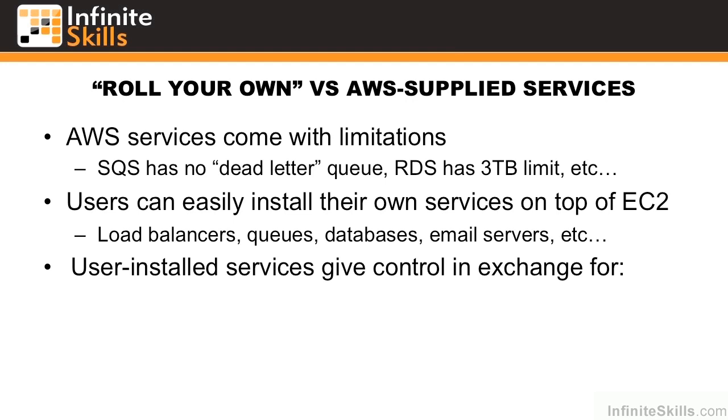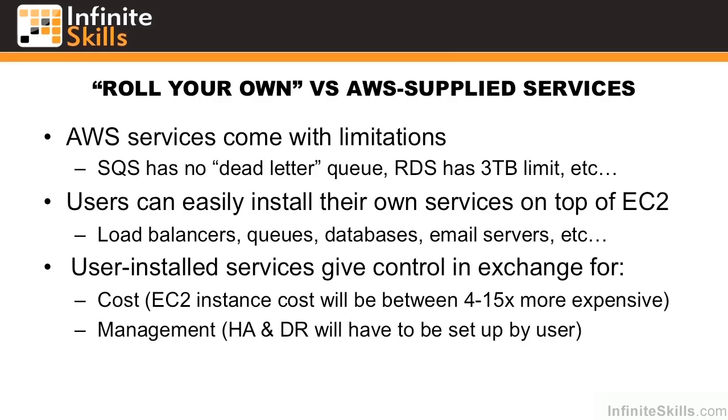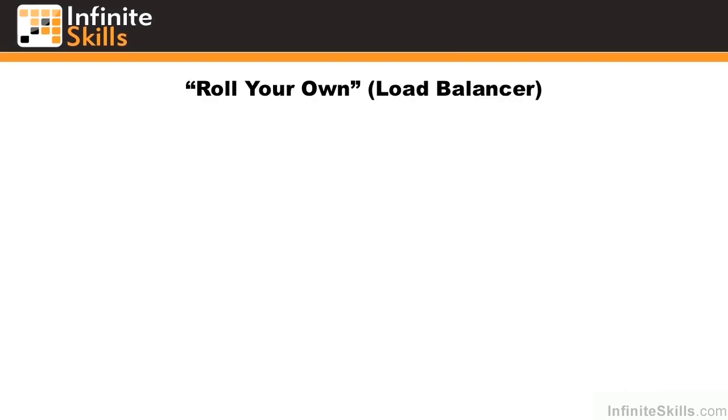The user-installed services will give you more control in exchange for a higher cost. The EC2 instance cost to run the service will typically be between 4 to 15 times more expensive than the service provided by AWS. You'll also have to take care of management yourself. Taking care of things like HA and DR is often complicated, but the user can do that themselves if they choose.